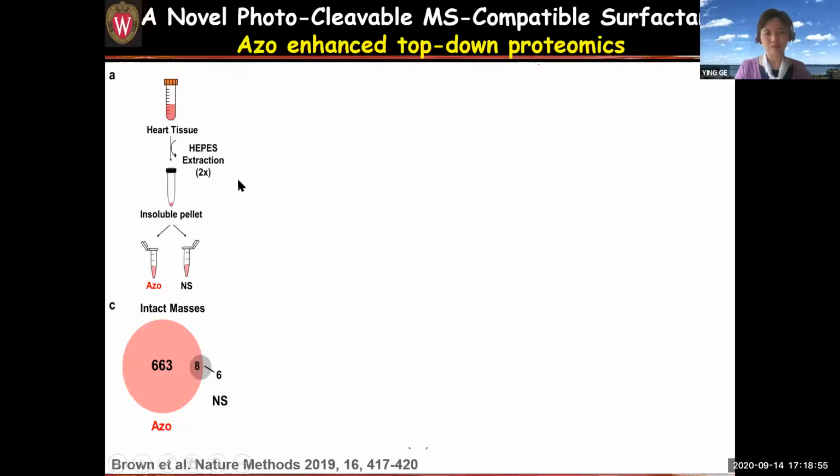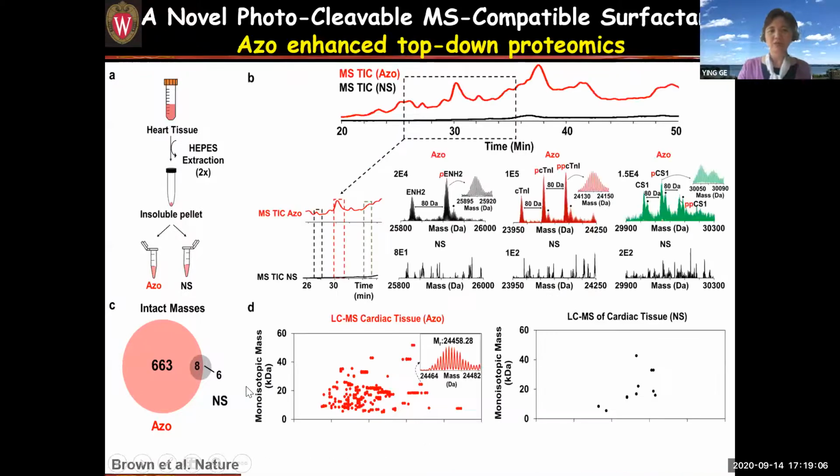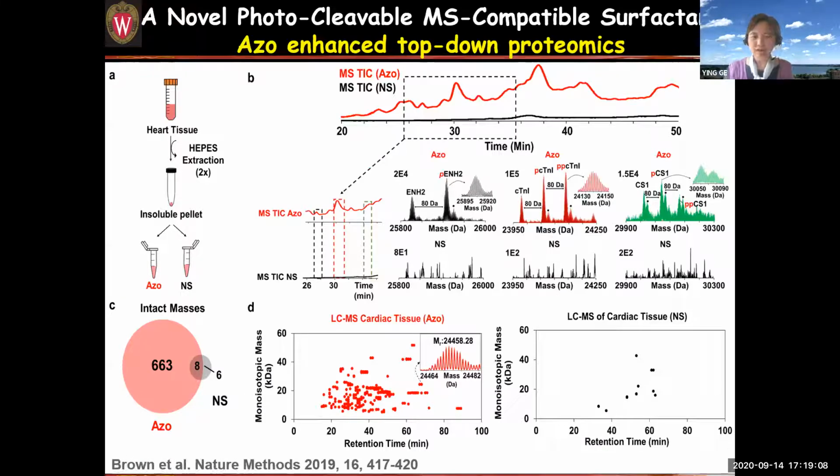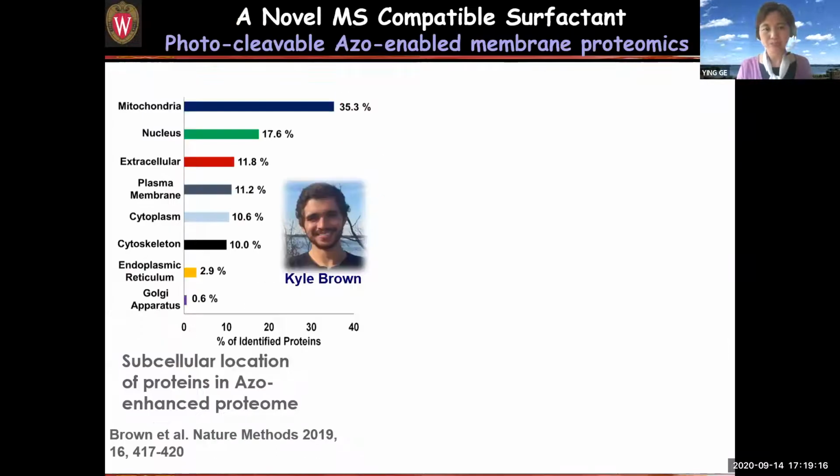We deplete the soluble proteins first, and then you show these insoluble pellets. So you add Azo versus the time you don't add it. So if you have Azo, apparently it can solubilize those nearly insoluble proteins. And my student Kyle Brown led this project.